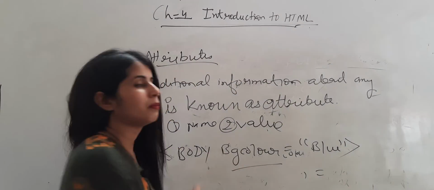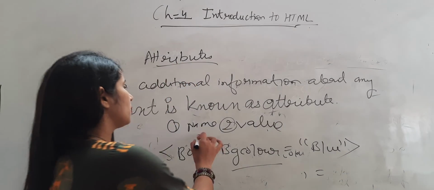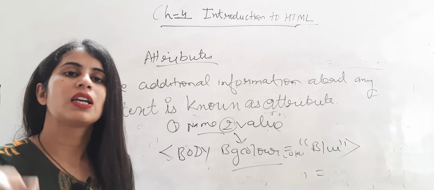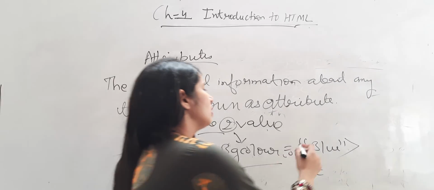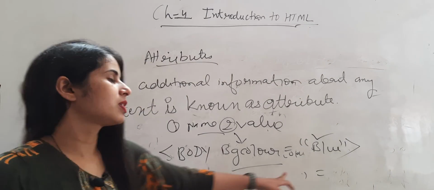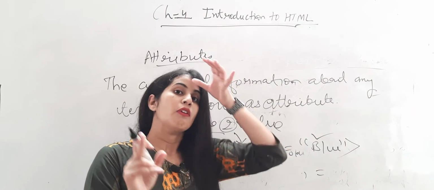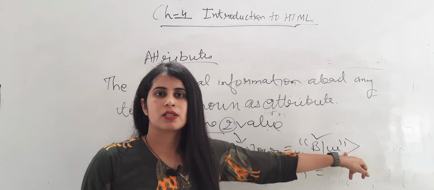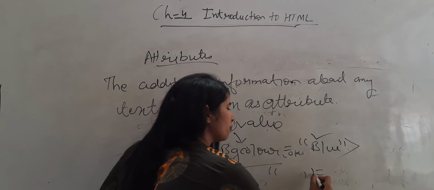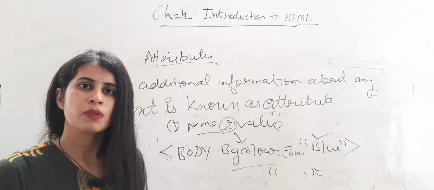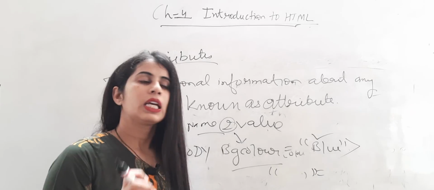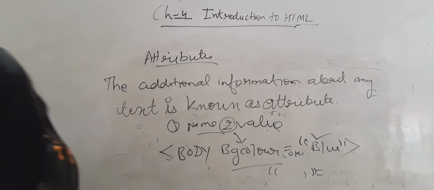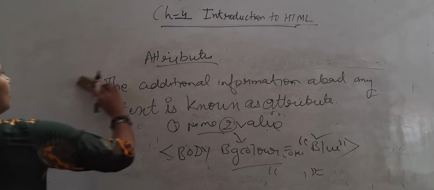BG color is the name of the attribute. Attribute name is BG color. Value can be blue, red, whatever, green, purple, white, violet. This is the value. This is the name. Two things are there, and we always enclose the value inside double quotes. Enclose means we are closing it from both sides. Every value we keep inside double quotes. So this was about attributes, the name and values for it.